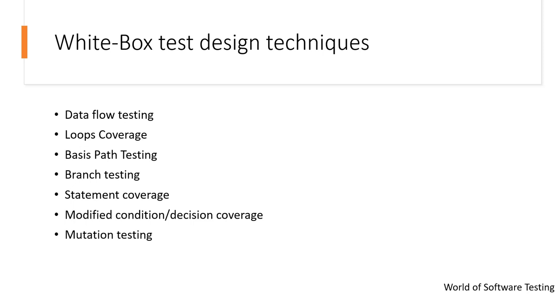Again, let's take an overview of some of the white box testing techniques or test design techniques, which include the following code coverage criteria. The first one is data flow testing, then loop coverage, basis path testing, branch testing, statement coverage, modified condition or decision coverage, and mutation testing. These are some of the test design techniques. There are some more test design techniques available, so let's understand some of these.